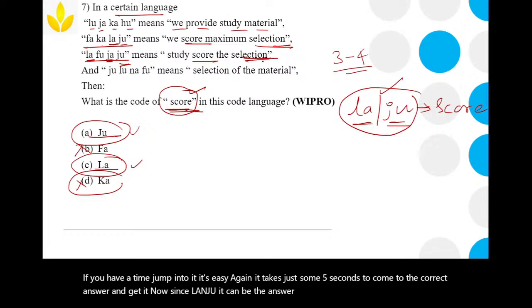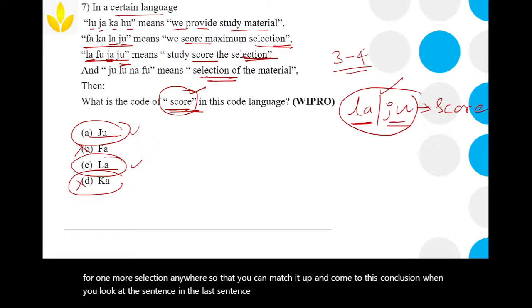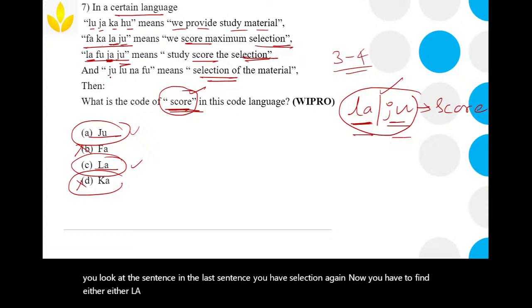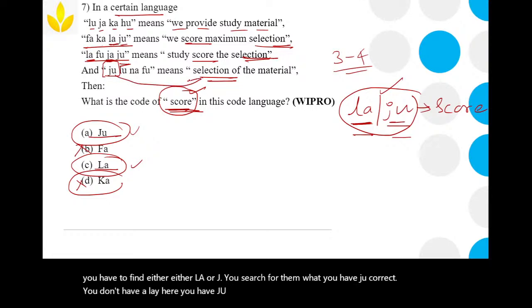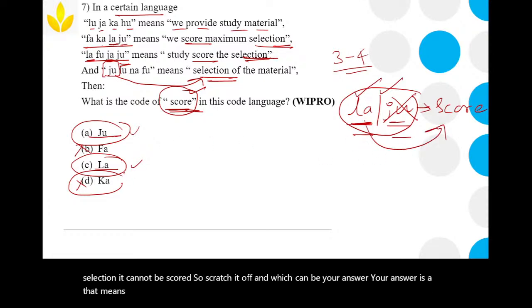selection is common. Search for one more selection anywhere so that you can match it up and come to this conclusion. When you look at the last sentence, you have selection again. Now you have to find either LA or JU. Search for them. What do you have? JU, correct? You don't have LA here, you have JU. That means JU stands for selection. If JU stands for selection, it cannot be score. So scratch it off, and which can be your answer? Your answer is LA. That means LA stands for score. The option is answer C.